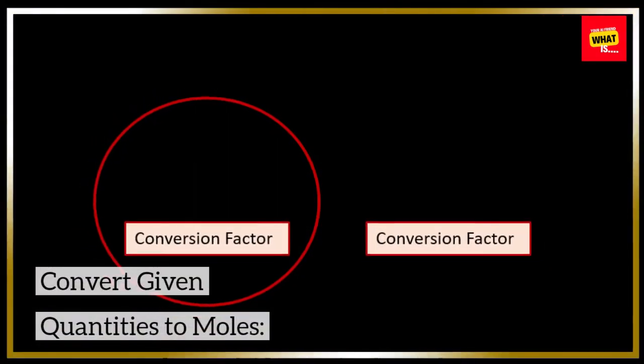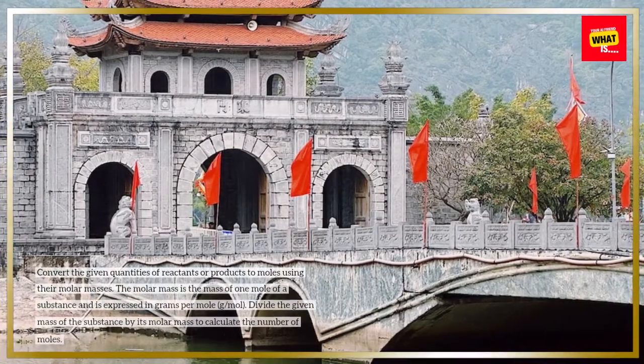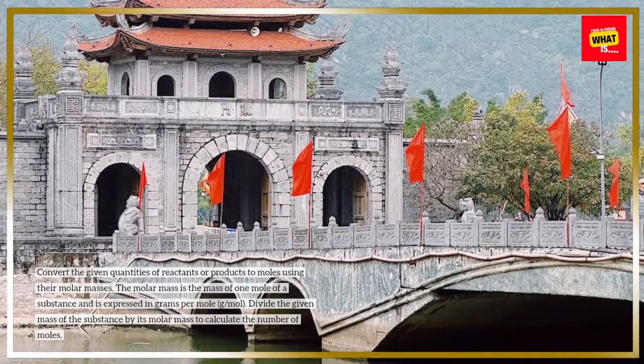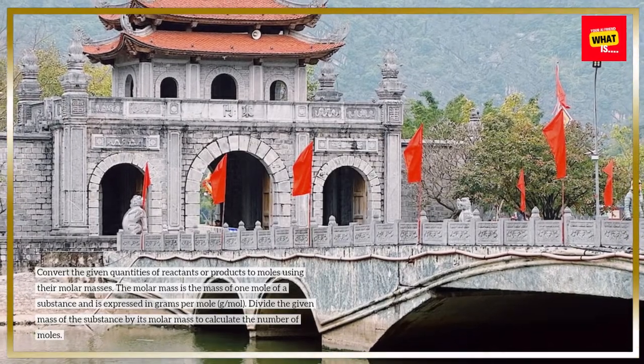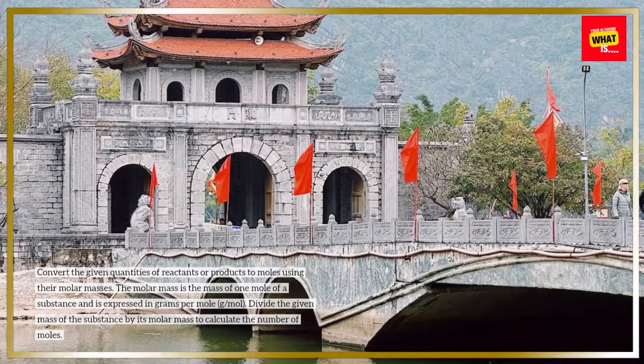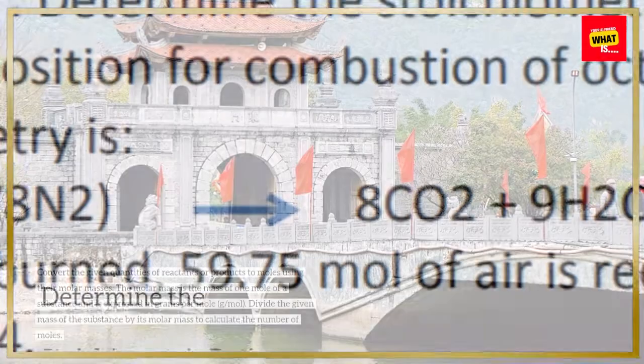Convert given quantities to moles. Convert the given quantities of reactants or products to moles using their molar masses. The molar mass is the mass of 1 mole of a substance and is expressed in grams per mole. Divide the given mass of the substance by its molar mass to calculate the number of moles.